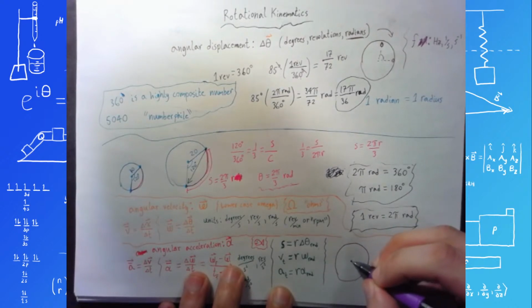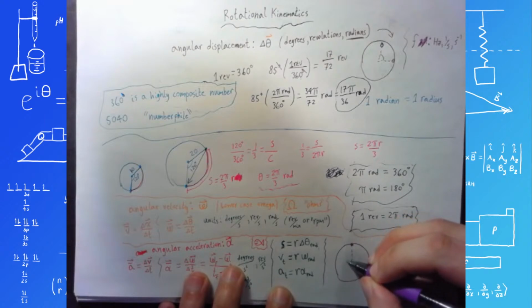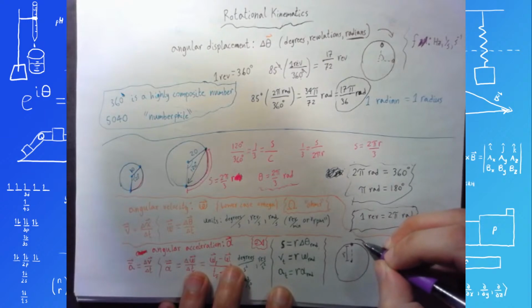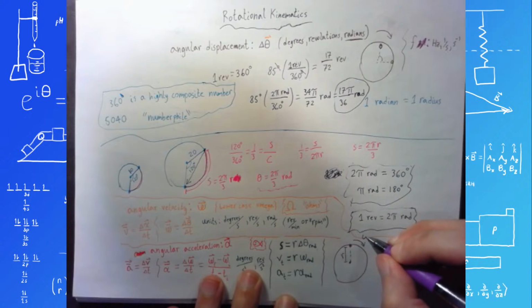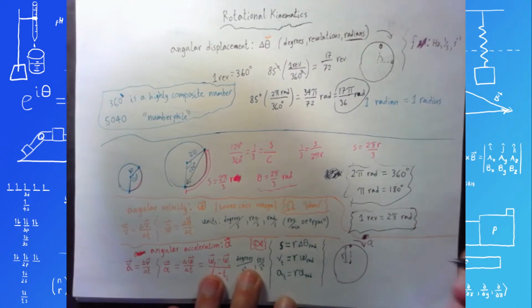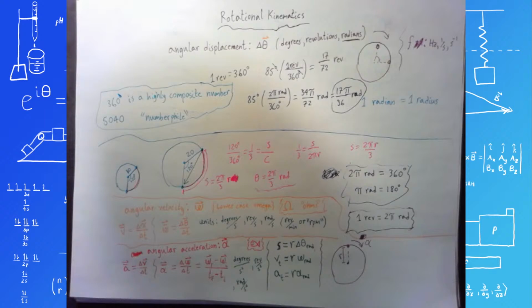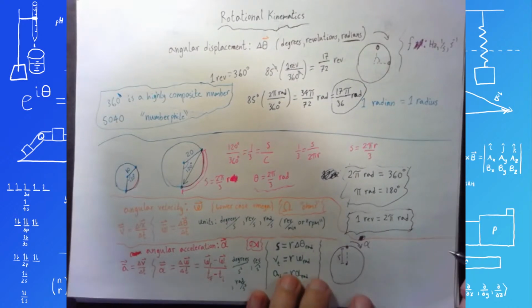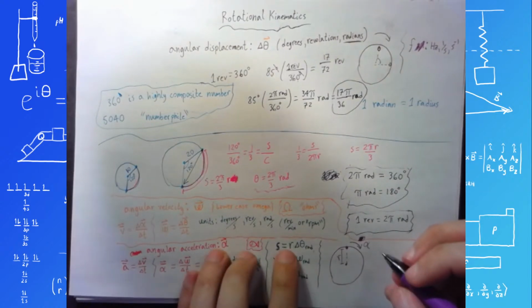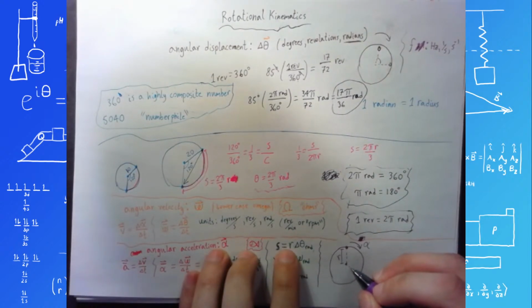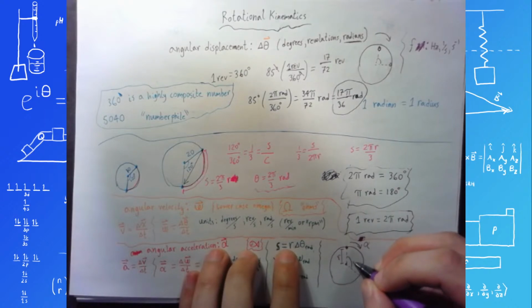Let's say we have an object that starts over here at some radius r away from the center and starts rotating this way. It's on a surface that rotates clockwise with some angular acceleration alpha, and let's say that it starts from rest. So it's going to move through some distance and move through some angle theta.